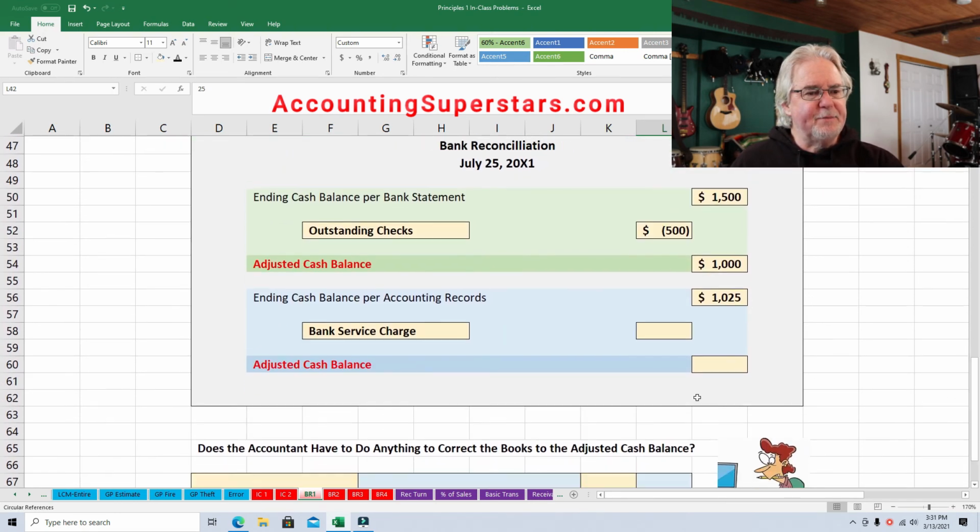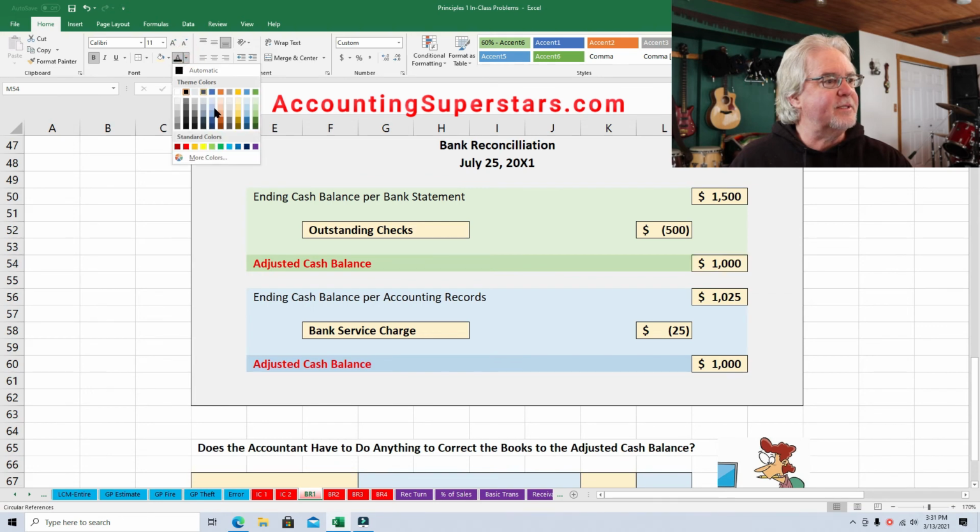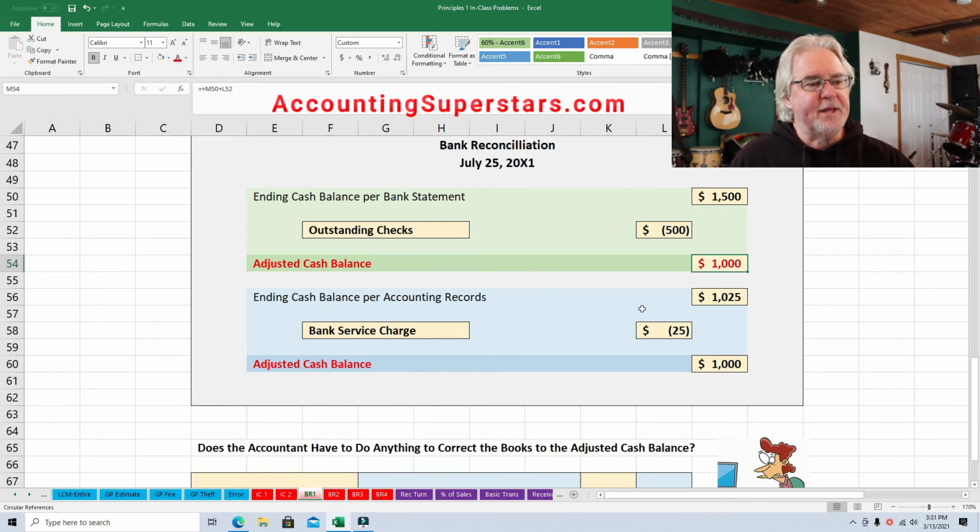So we need to update that and say, okay, well, we'll subtract that. And a lot of students say, I don't know whether to add that or subtract it. Well, think about it. When the bank charges you a service charge, they're taking money away, right? So subtract it. It's common sense. All right, so let's go 1,025 minus 25. Well, we get 1,000. And you can see here, I'll put it in bright red so it stands out a bit, that the adjusted cash balance for both the bank and for the accounting records are the same. And that way we know we reconciled.